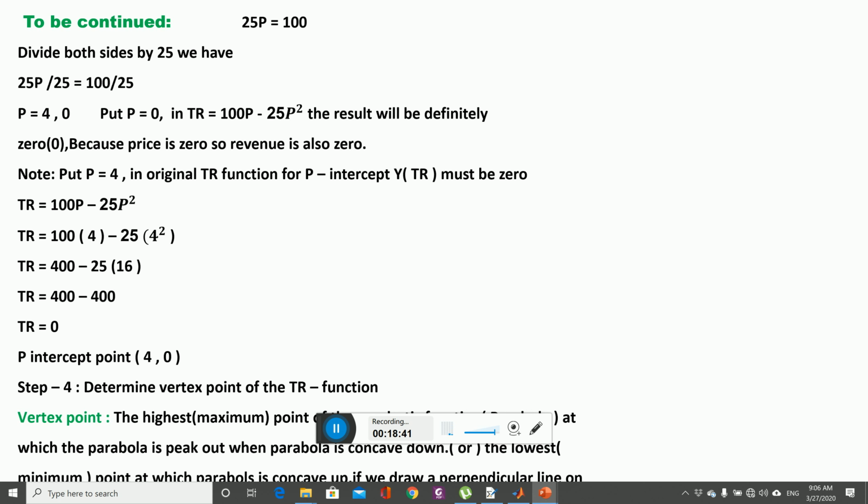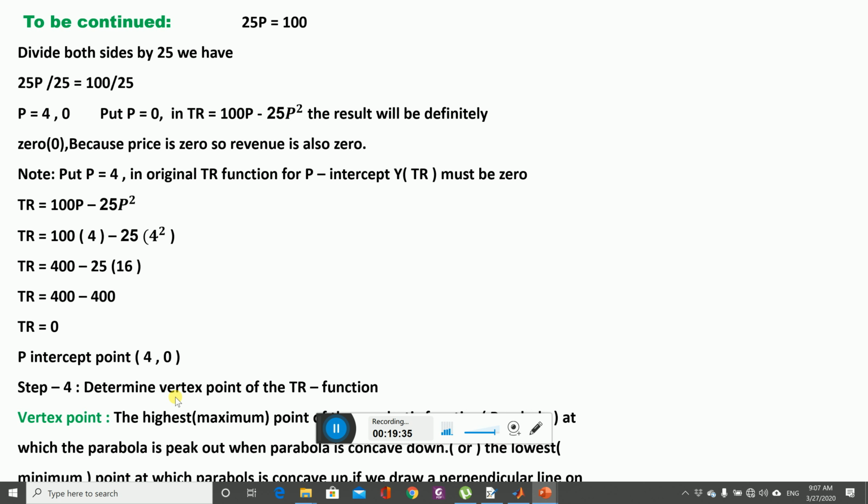It means that we defined the p-intercept values, and for the p-intercept the condition was that revenue must be 0. When we put revenue equal to 0 and solve, we find the p values: one is 0 and the other is 4. Now this is the condition that for the p-intercept, total revenue or y must be 0. When we put p is equal to 0 in the original function, we find total revenue equal to 0, and when we put p is equal to 4 in the original function, we again get total revenue equal to 0. So that is why the condition is satisfied that for the p-intercept, total revenue must be 0.